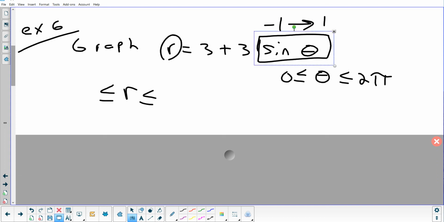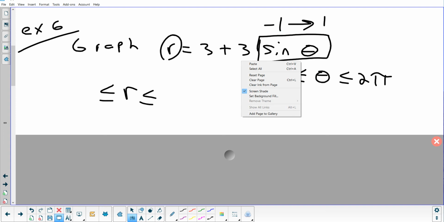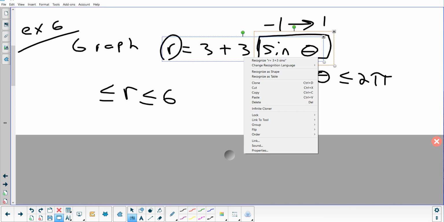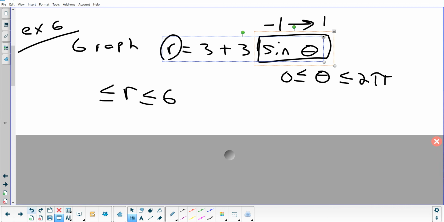If this box came out to 1, what's 1 times 3? 3. 3 plus 3? 6. You will never get a radius bigger than 6 in this problem. Now, let's see what happens if what came out in this box was a -1. What is -1 times 3? -3. And what's 3 plus -3? 0. So the radius in this problem will be 0 at one point.